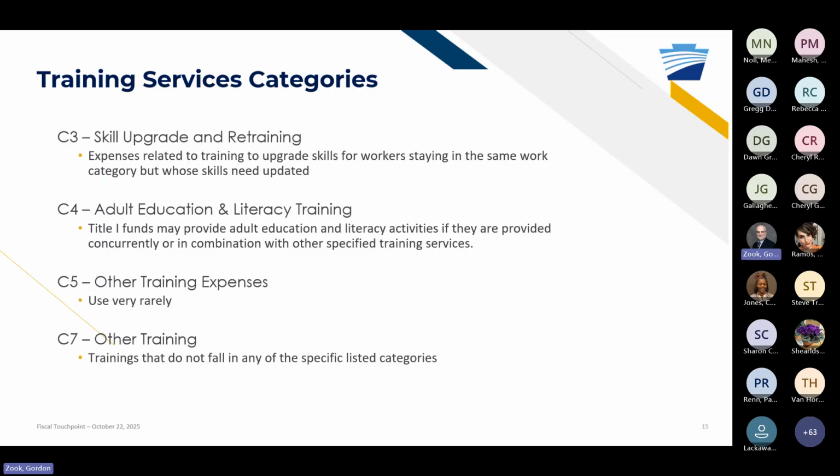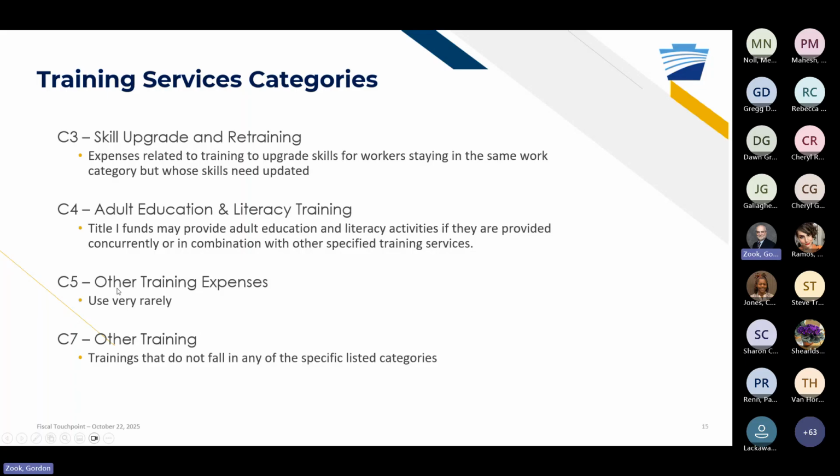C4 is adult education and literacy training. You can use Title I funds to provide these activities if they're provided concurrently or in combination with other specified training services. Rather than listing out the whole set of activities that meet that requirement, when we send out the full list of documents, we'll specify those so that you can verify whether or not it meets those requirements.